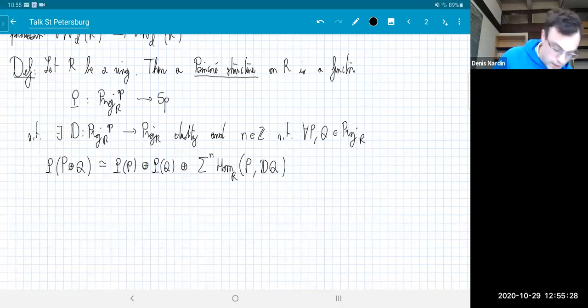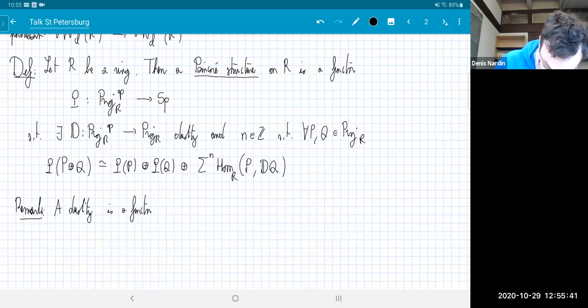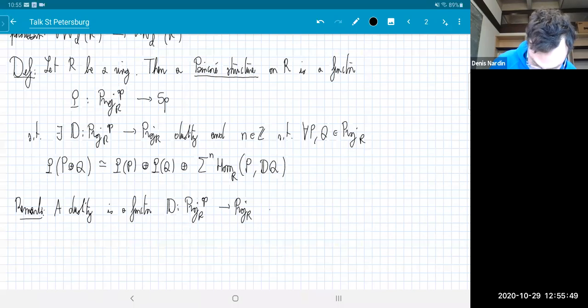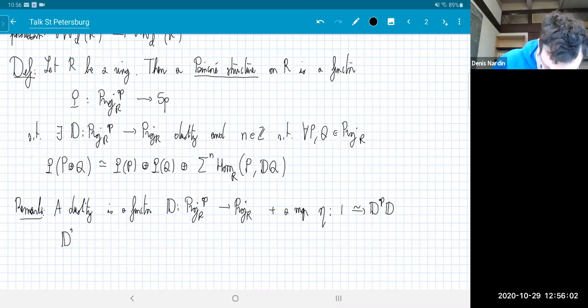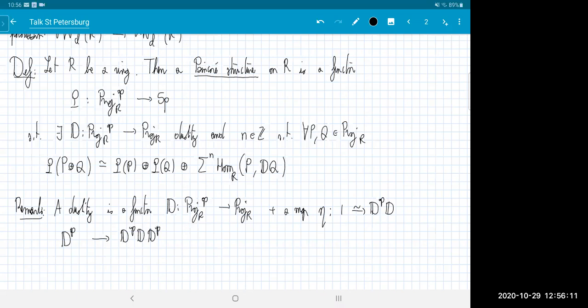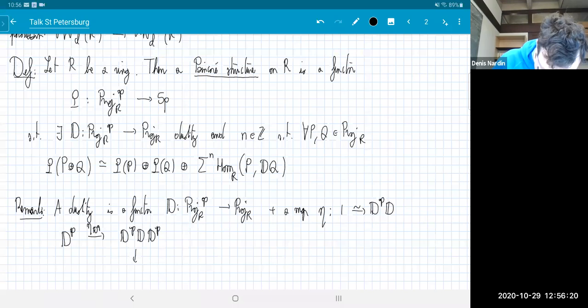Okay, let me actually quickly say what I mean by a duality. A duality is a functor D from Proj R op up to Proj R, plus a natural transformation eta, the double dual identification, which is an equivalence, such that a certain diagram commutes. I hope I can write it correctly. No, I probably cannot, but this goes this way, and then you have eta of the dual, this is the dual of eta, and this is the identity. So this is a classic.